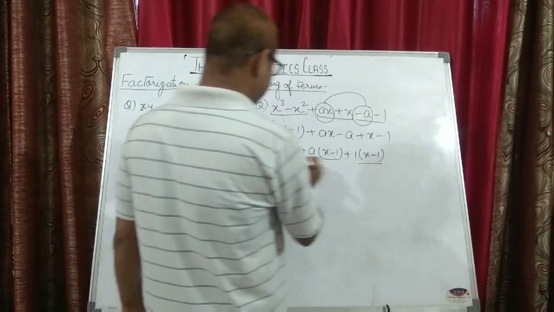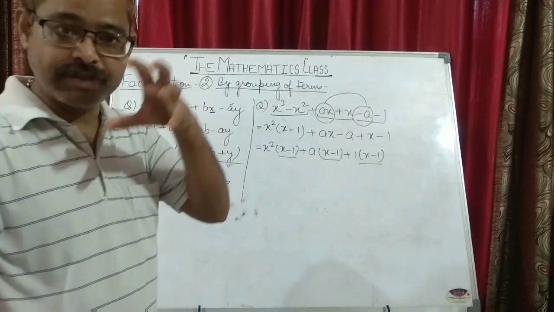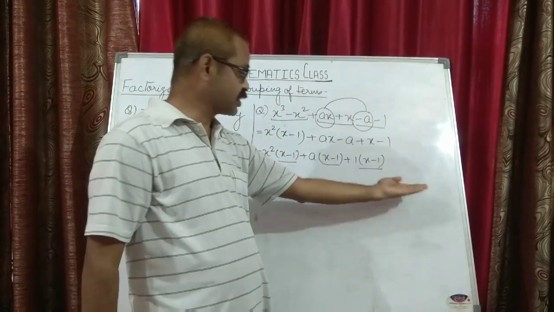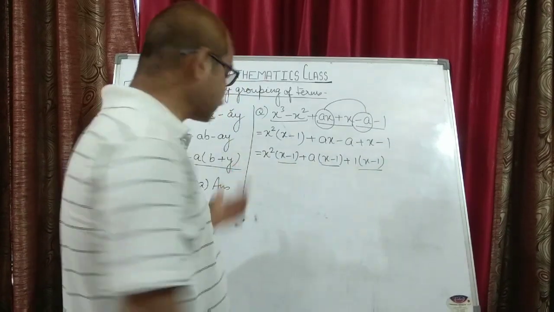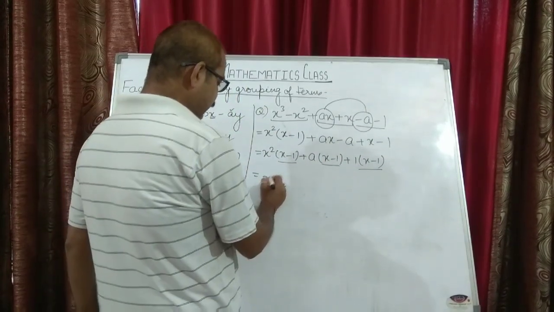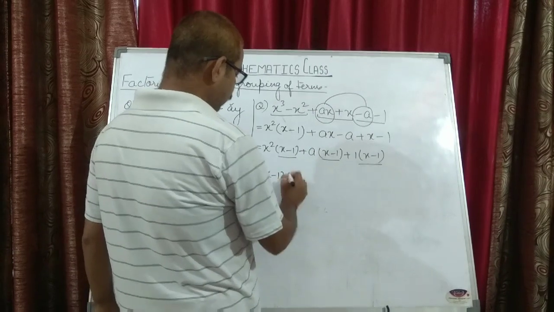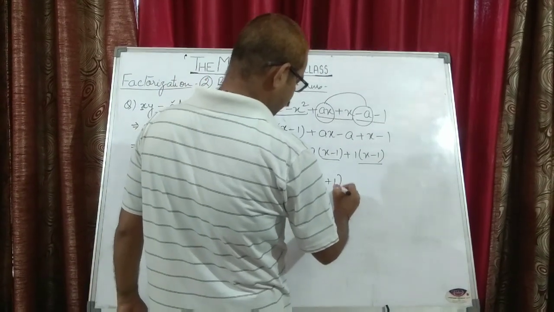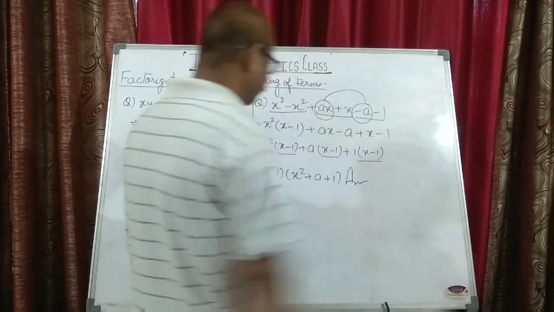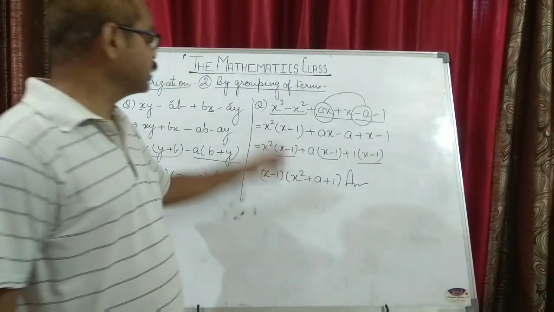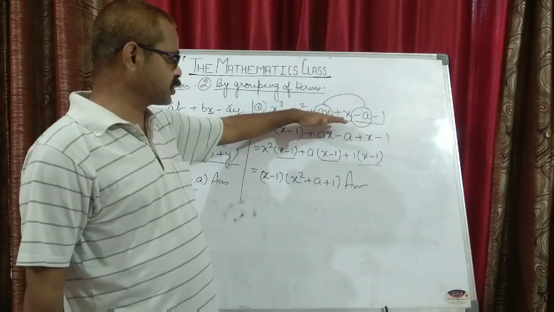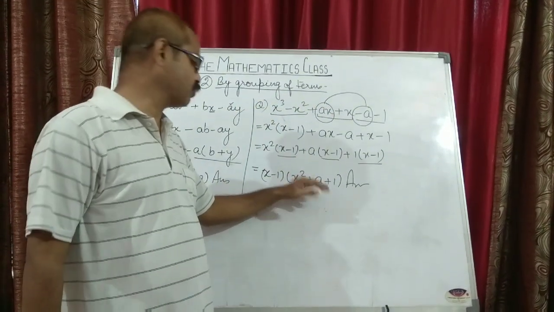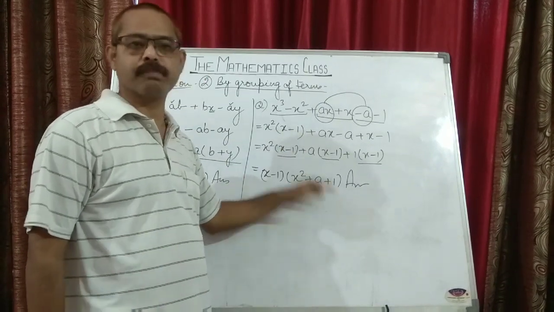Now everywhere you will get x - 1, so we can take this common factor. Since this is common in all the three terms, it can be taken common. So (x - 1). Now what is left? x square + a + 1. That is the final value. This expression can finally be written as this when it is factorized. Now this cannot be written in much smaller parts.